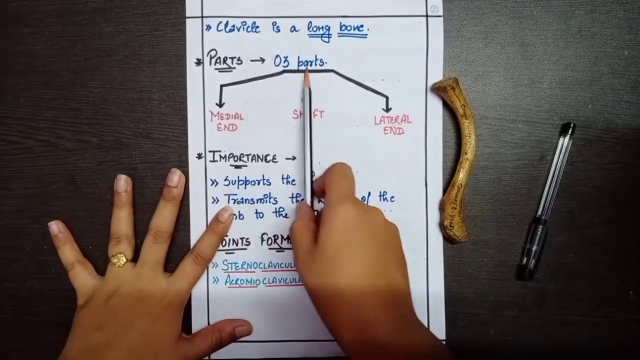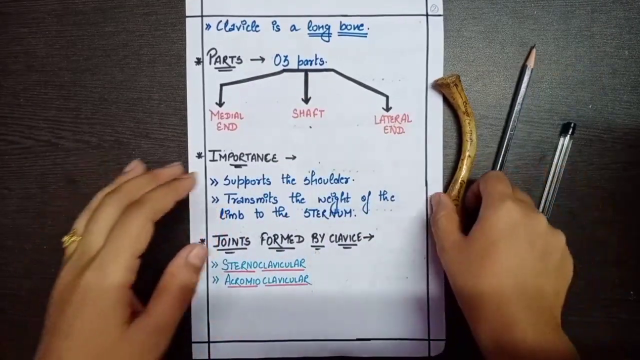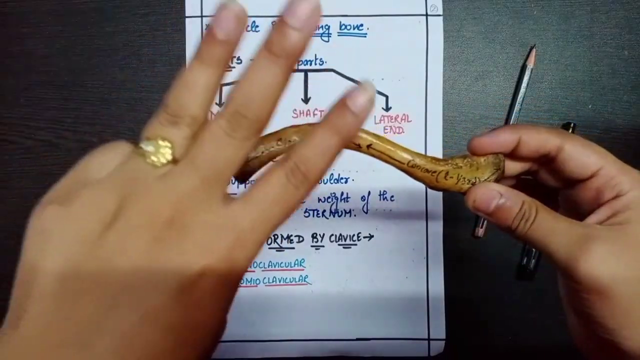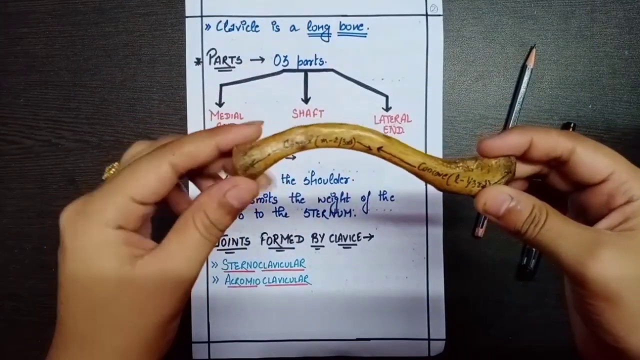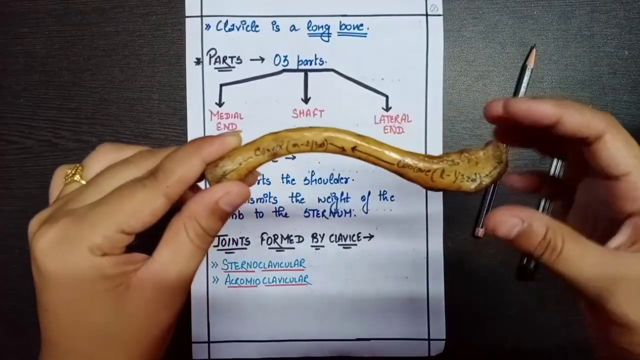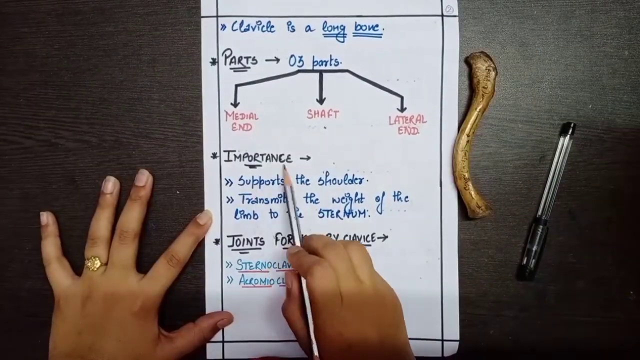Now, clavicle is a long bone. It has three parts: medial end, shaft, and lateral end. Let me show you. Clavicle is a long bone and it has three parts. This is the medial end, which is quadrangular in shape, the shaft, and the lateral end. Next, we'll go through the importance of the clavicle.